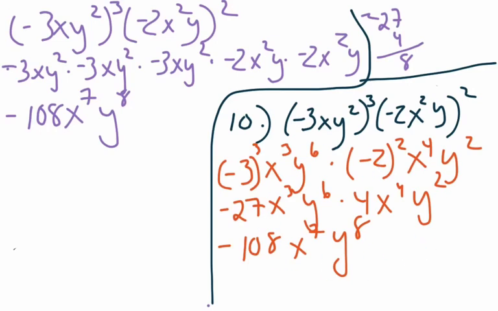Again, this is how I would do it. I'm totally going to run out of time on this. I would apply the 3 to everything. So negative 3 to the third, x to the third, y to the sixth, and then negative 2 squared, x to the fourth, y squared. Negative 3 to the third is negative 27. Negative 2 squared is 4. Everything else is the same. And then negative 27 times 4 is negative 108.